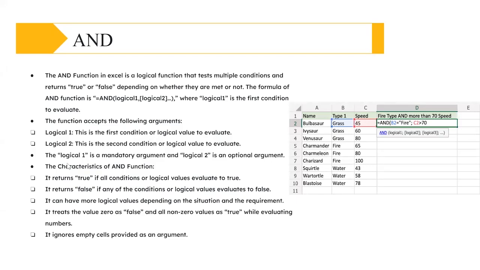Okay, so let's see what all we have. Logical 1 is a mandatory argument and logical 2 is optional. So basically, you can have multiple logical conditions in that, like 2 or more than 2, but logical 1 is important, like at least one condition is important.